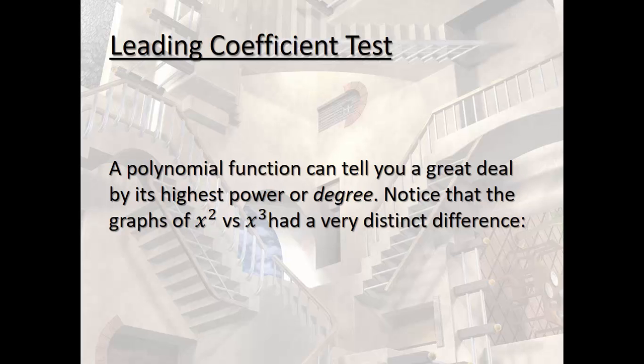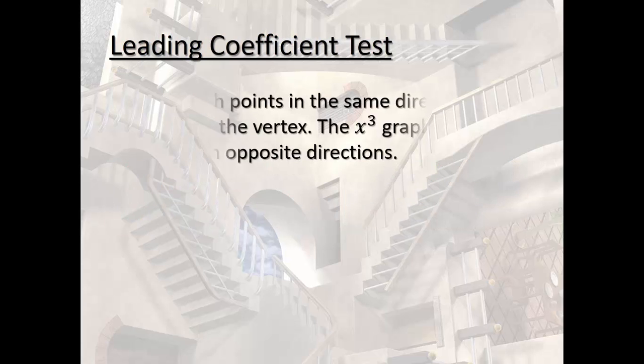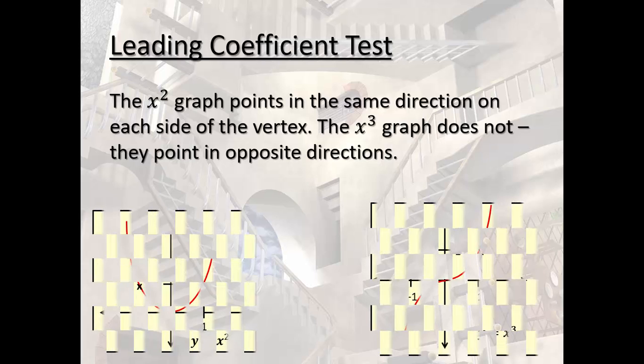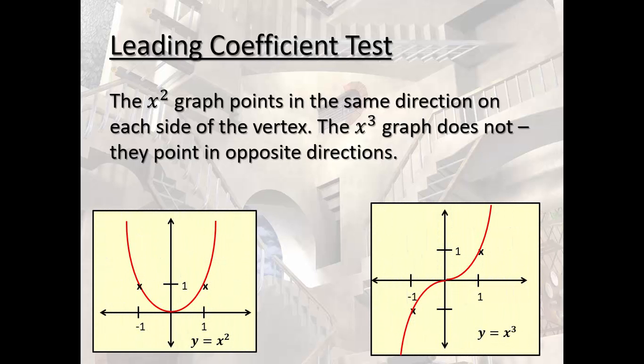All right, so what I want you to notice first is a very distinct difference between the graph of x squared versus x cubed. And that is, the x squared graph points in the same direction on each side of the vertex. The x to the third graph does not. They point in opposite directions. That's kind of a big deal.